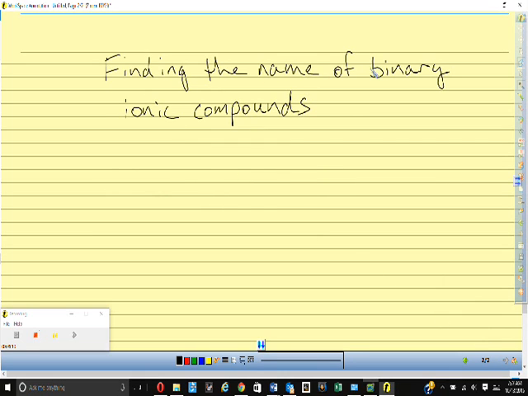Now, when we're finding the names of what we're going to call binary ionic compounds, the word of significance is binary, okay? And we know that the prefix bi means two, so we're talking about compounds that are made out of two elements. No more than two elements. If it's got more than two elements, it's not binary, and therefore it falls under something different. Binary compounds are going to have two parts. There's going to be a metal, and then there's going to be a non-metal.